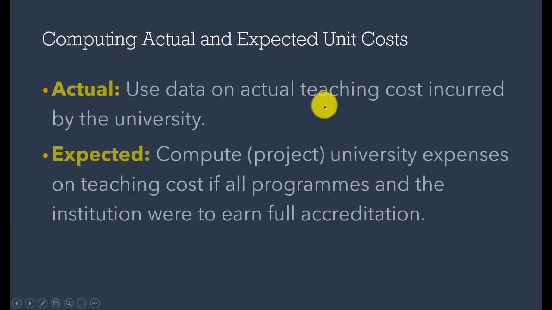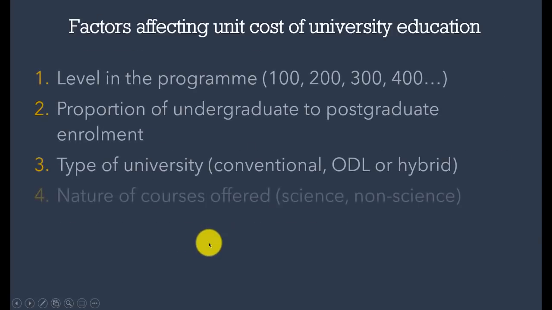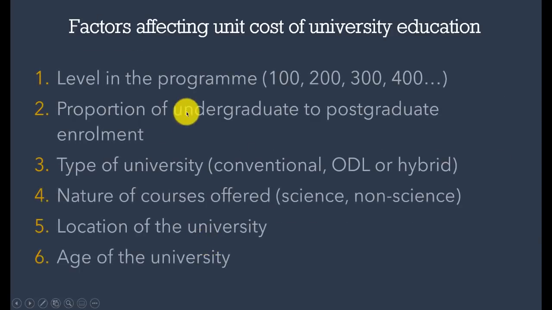You use data on actual teaching costs incurred by the university. You project university expenses on teaching if all the programs and students were to earn full accreditation. There are a couple of factors affecting unit costs. One is the level in the university of the program. 100 level students will incur less than 200, 300, 400. Postgraduate will incur more. Then the proportion of undergraduate relative to postgraduate enrollment, that's another factor.